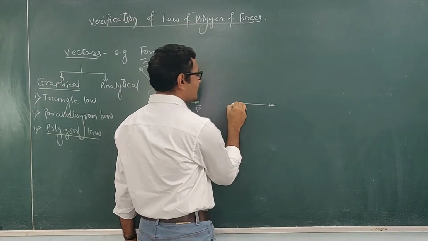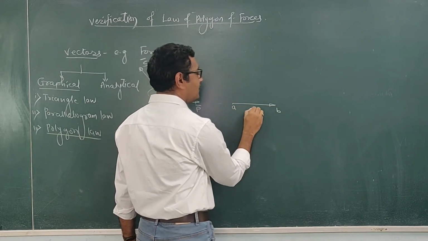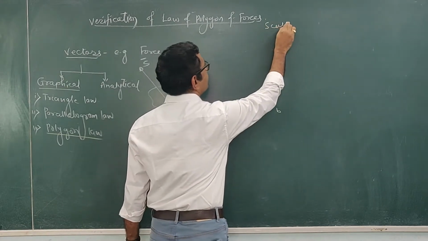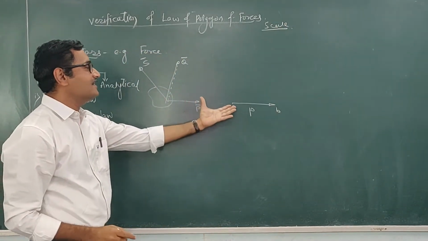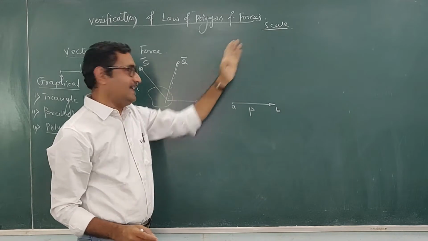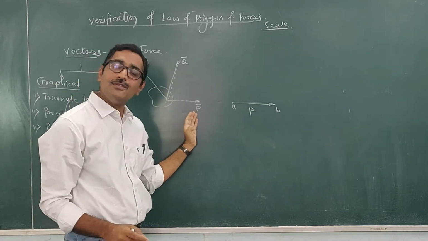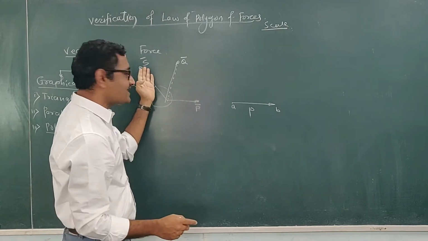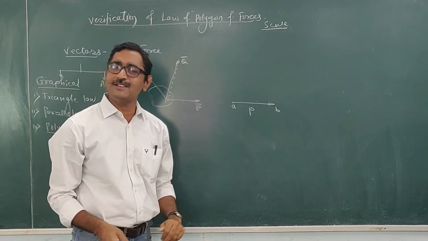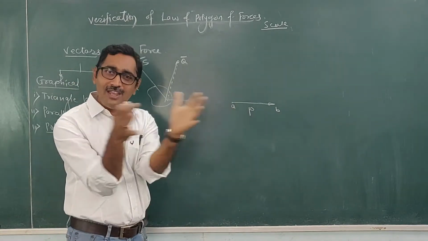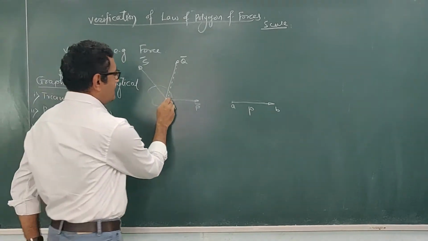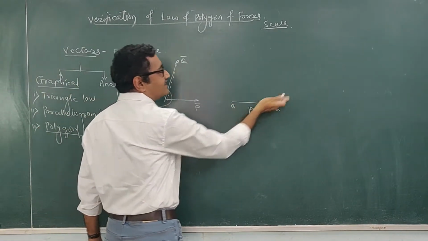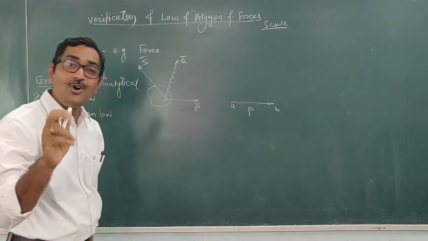So I am going to represent these forces as the sides of a polygon. Let this line AB represent the force P with some suitable scale. You have to decide the scale by observing the vectors of minimum and maximum magnitude, and according to that decide the scale such that this figure is not very small or very big. So represent these vectors as the sides of a polygon taken in order.